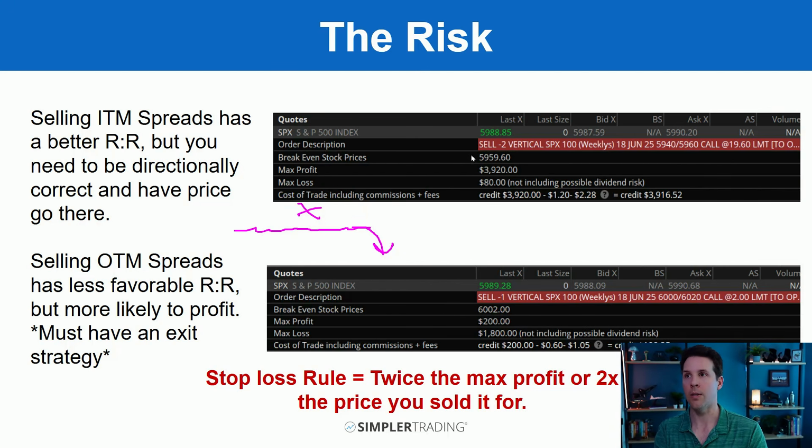Okay, so that is how you kind of look at this. Now, if you're really looking at this, you're like, wow, it doesn't make any sense that I'm going to risk $1,800 in order to make $200, and you're absolutely correct. That would be a very, very dumb situation to do.